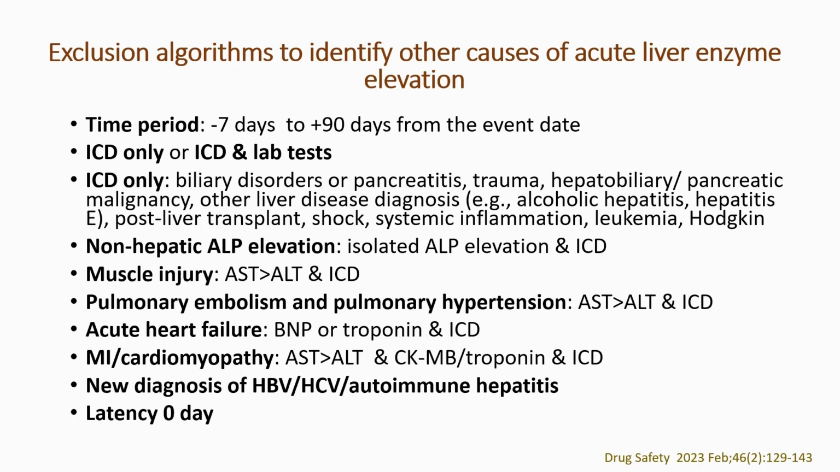Next, we applied different exclusion algorithms using relevant ICD code and lab data to identify competing etiologies for acute liver enzyme elevation. We collected relevant ICD code and lab data between -7 days to +90 days from the event date. These algorithms were developed and refined based on our case review of 18% of randomly selected cases identified using our previously developed framework. The algorithm covers all the disease conditions we generally consider in our clinical assessment of potential DILI cases, including biliary pancreatic disorder, acute viral hepatitis, alcoholic hepatitis, as well as non-hepatic causes of liver enzyme elevation. Due to the time constraint, please refer to the publication for detail.